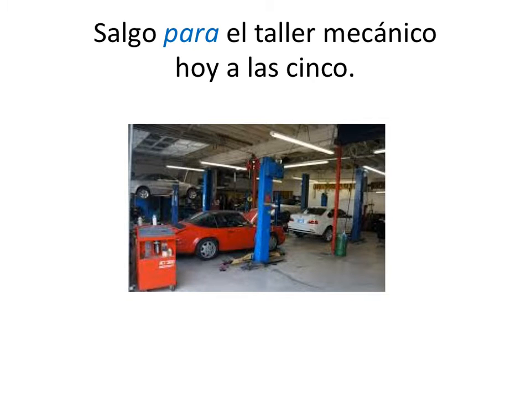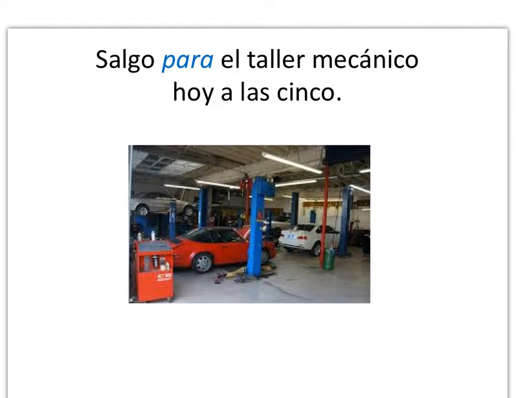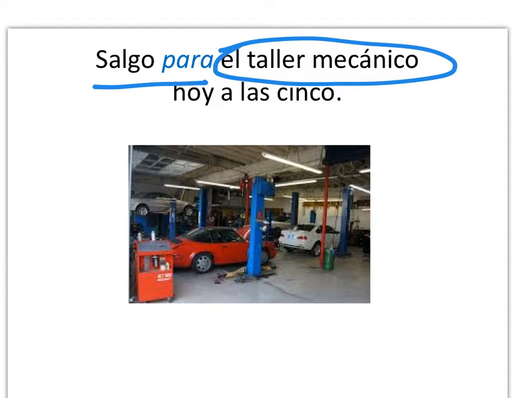Más usos de para. Salgo para el taller mecánico hoy a las 5. Salgo para. Salgo es como voy, ¿no? Voy a, salgo para. They mean the same thing. We just don't always use para with voy. We usually use it with salgo. But we talked about in the previous examples por with a place. And now we have para with a place.